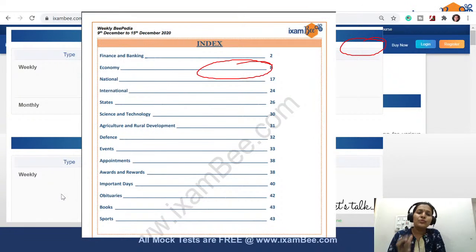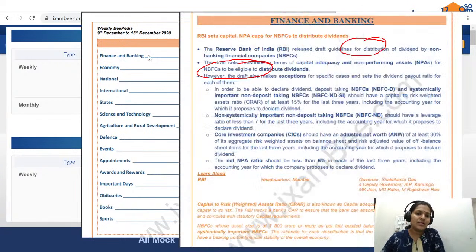So don't try to divide it into that, should I study only finance and banking because I'm studying for finance and management? No, you need to know everything that is happening. And how we are covering that can be helpful.